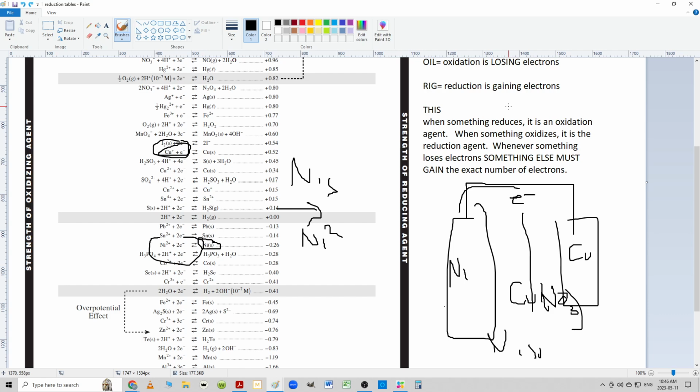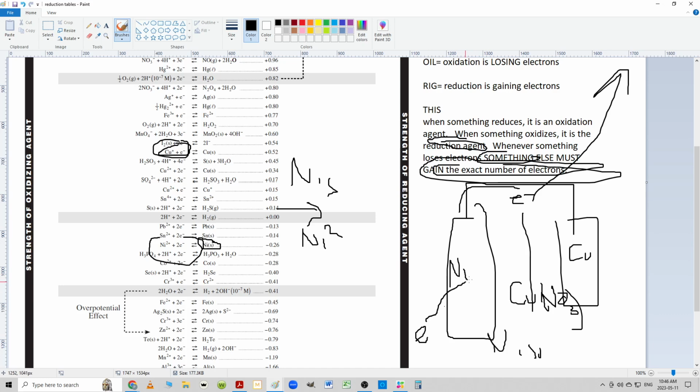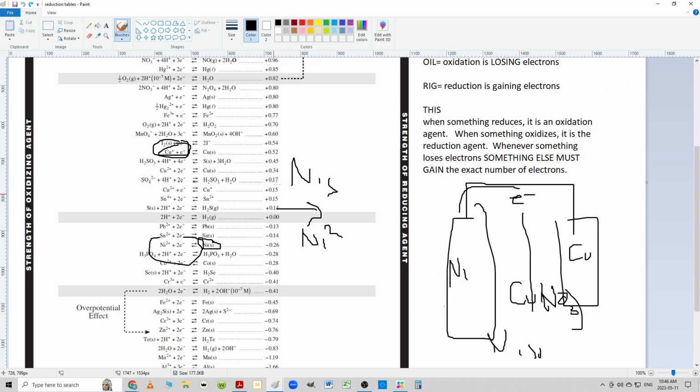It's an oxidizing agent, it's oxidizing someone else. When something oxidizes, it is called a reducing agent. It is reducing something else. Whenever something loses electrons to something else, something must gain the exact number of electrons. They're not going off in space, and we're not getting electrons out of thin air. They're coming from something, so that's why we must balance all these redox equations using things like this. So that's one thing I want you to keep in mind, everything I've just shown you.